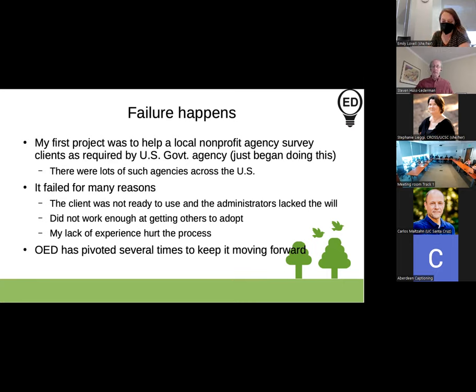OED has pivoted several times. We have changed how we deal with users, how we do certain things, how we interact with students, the level we do it, in order to keep ourselves from falling into the failure category. So I think flexibility is important.